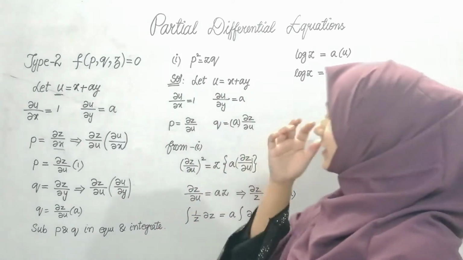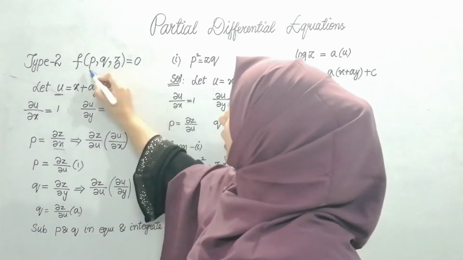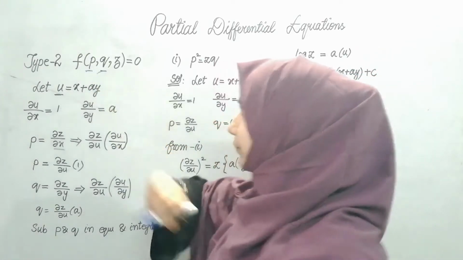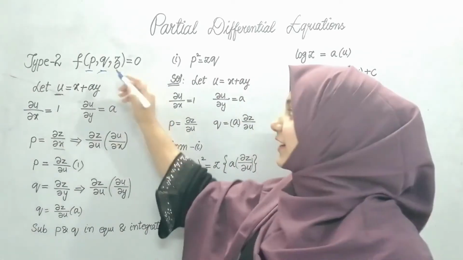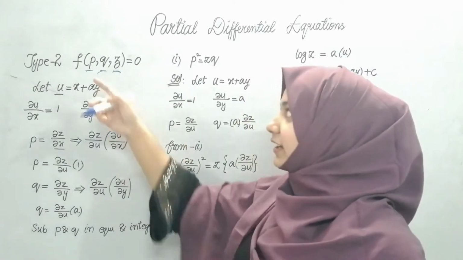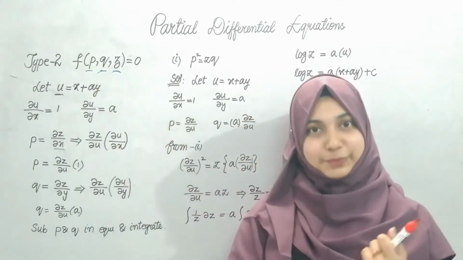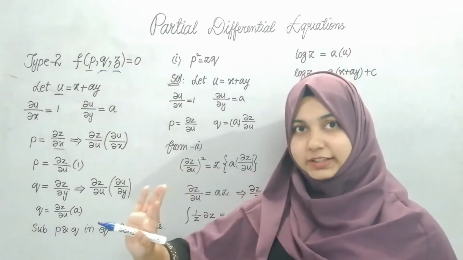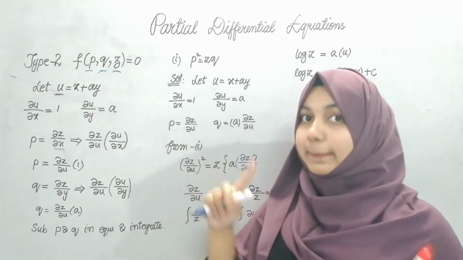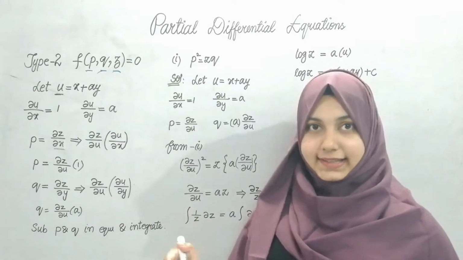Okay, so here if you see, I've got P, I have got Q, but I've got one more member. Who is he? Z, right? So P, Q and Z. If my equation is in terms of P, Q and Z, then it will fall under type 2. Clear? In type 1 I only had P and Q, but in type 2 I've got P, Q and Z.